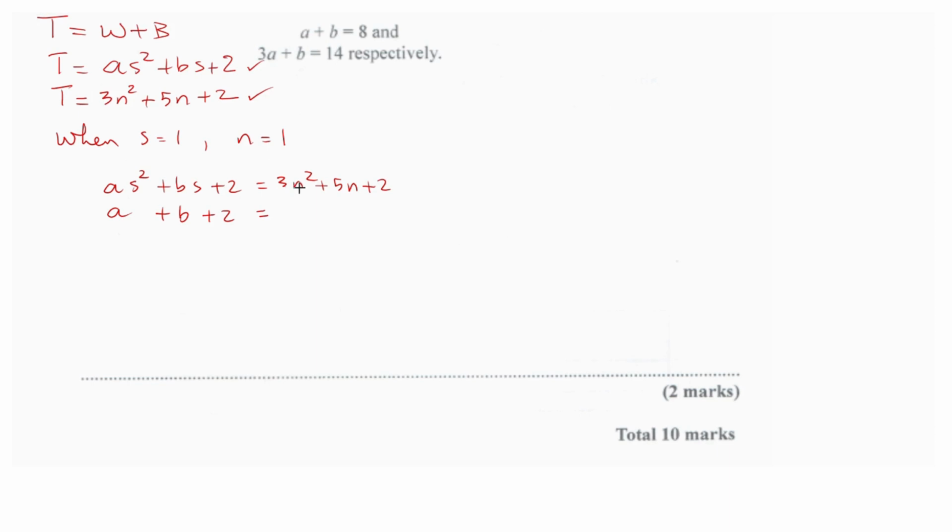When n is 1, 1 squared, that's 1 times 3, that's 3, plus 5 times 1, that's 5, plus 2. These two here would go out, that would be 0. So what we have left is a plus b equals 5 plus 3, and that's 8. So we have found one of those equations.